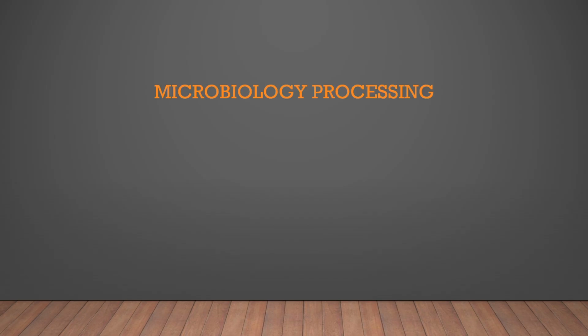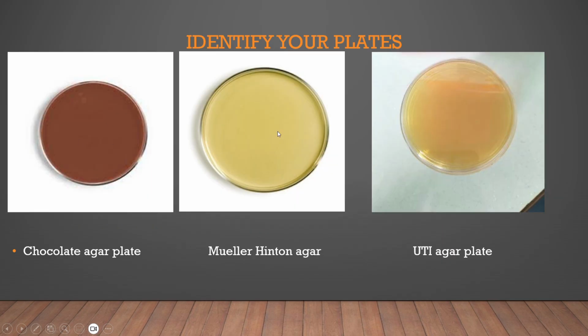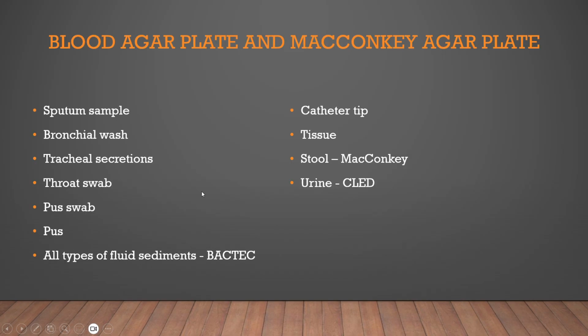So first and foremost, identify the culture plates properly. The first is the blood agar plate, then the MacConkey agar plate, the CLED agar plate, chocolate agar plate, Mueller-Hinton agar plate, and the UTI plate. Okay, so what are all the samples we normally receive? Sputum, bronchial wash, tracheal secretions. Many types of samples we normally receive.